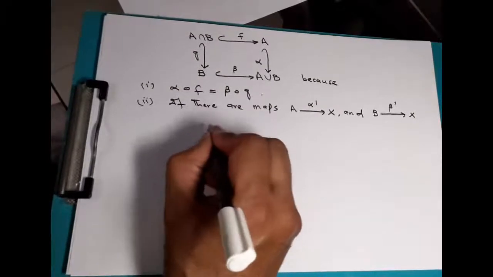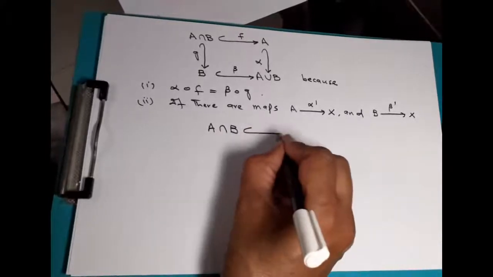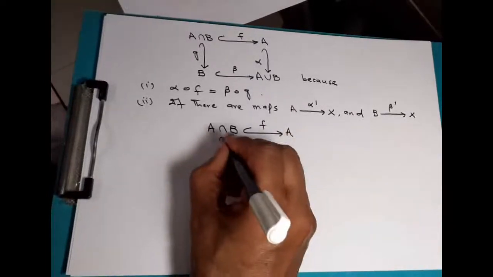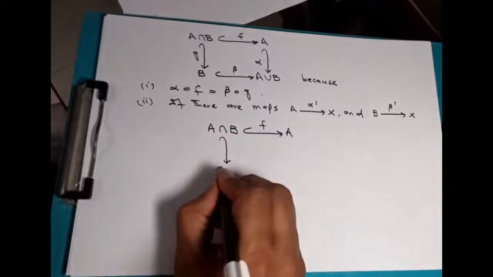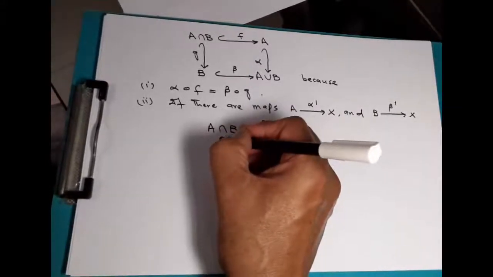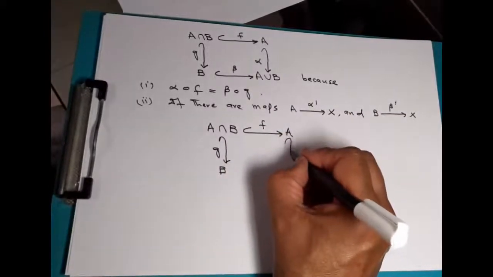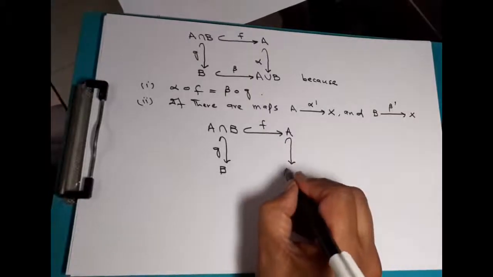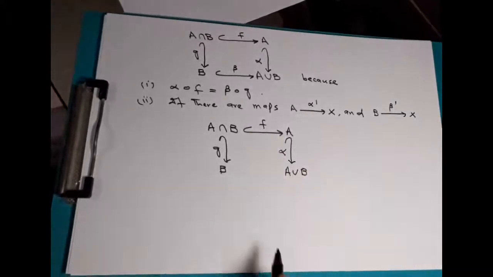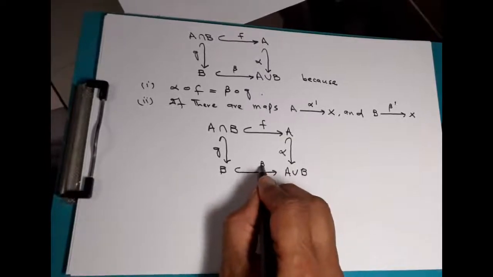So this is the diagram, A intersection B. We have a map from A intersection B to A which is F, and this is just an inclusion map. We have a map from A intersection B to B which is G, which is again just an inclusion map. Injection, in fact. And then we have a map from A to A union B, which is again an inclusion map alpha, and we have a map from B to A union B, beta, which is again an inclusion map.